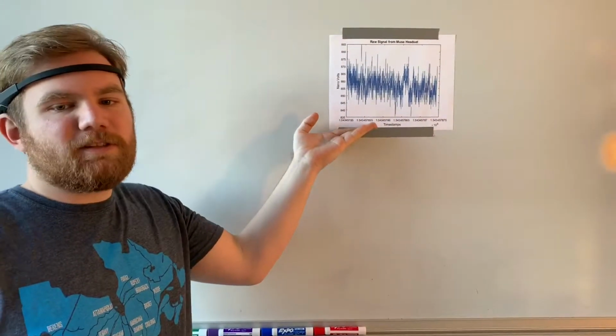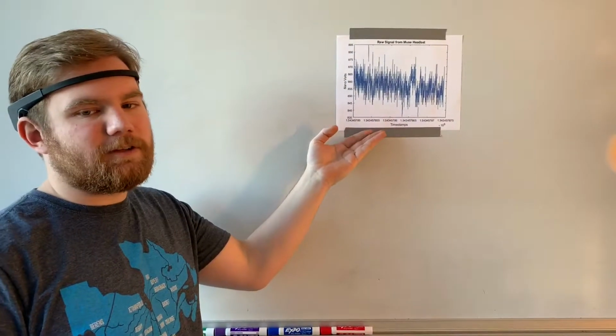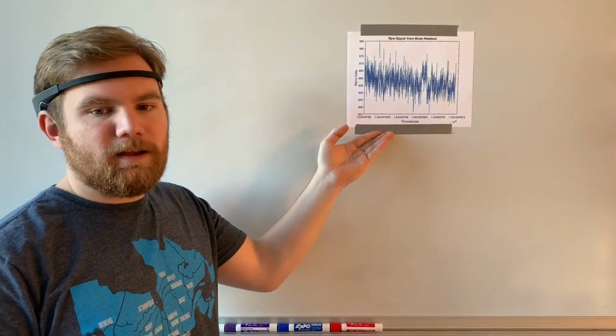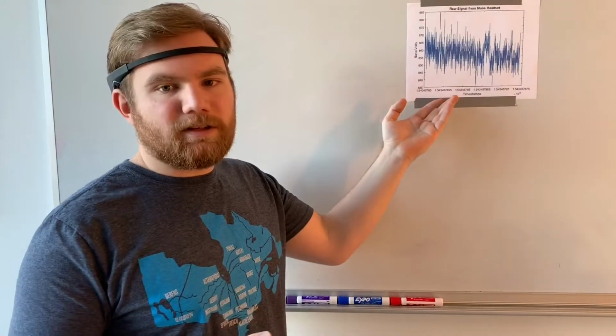To begin this, we took a data set of me with my eyes open, counting backwards from 100 in units of 7, then I closed my eyes and relaxed my thoughts. This is what the data set looked like. As you can see, by looking at the raw data alone, it's very hard to get any information about my mental state. So we're going to have to add a filter to this data.